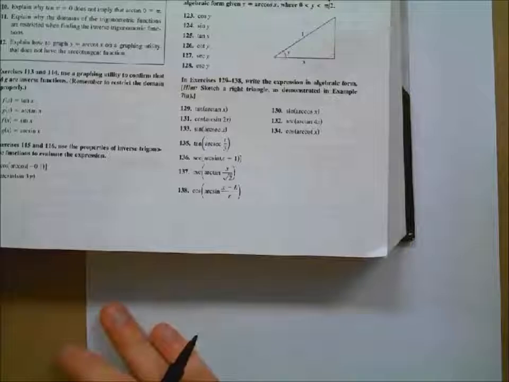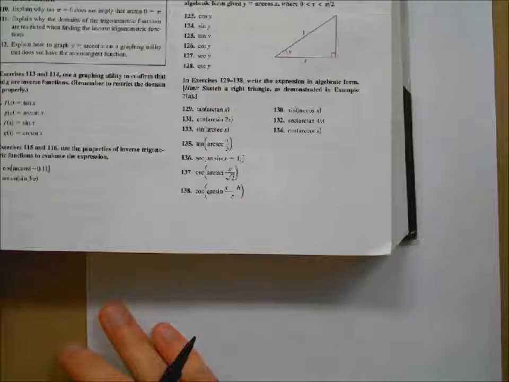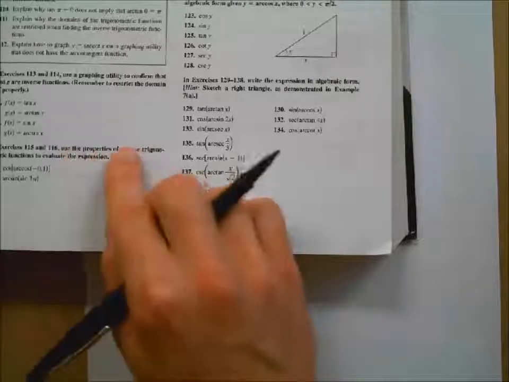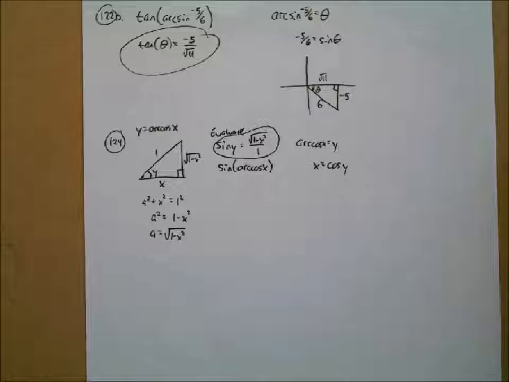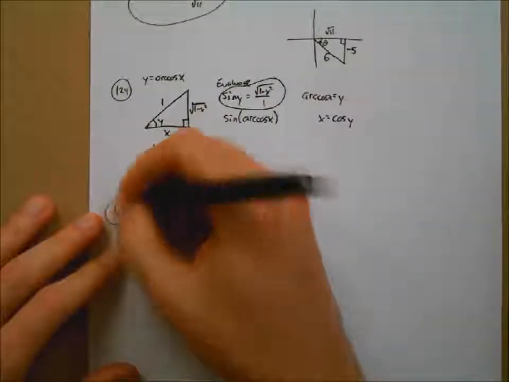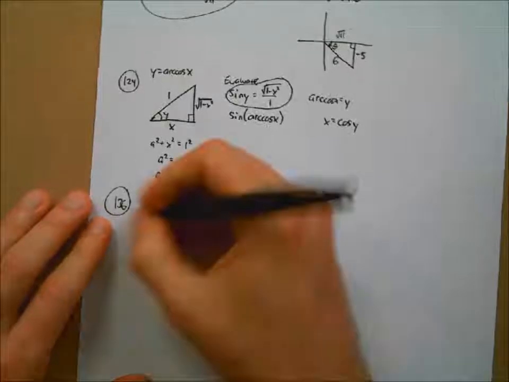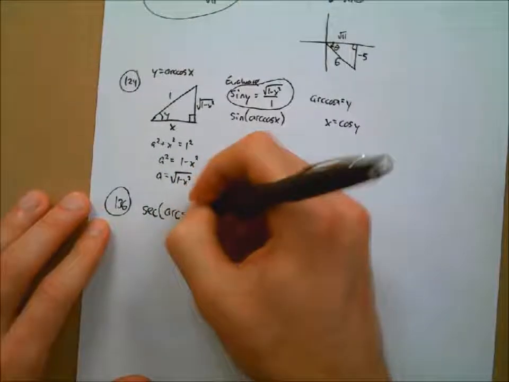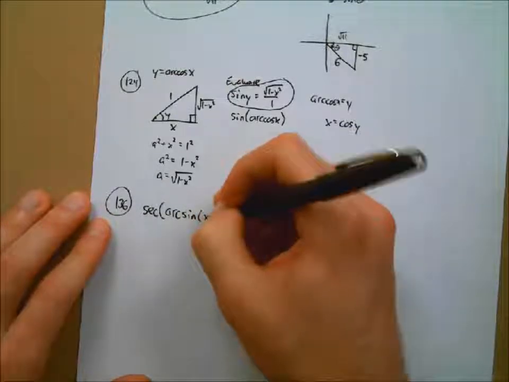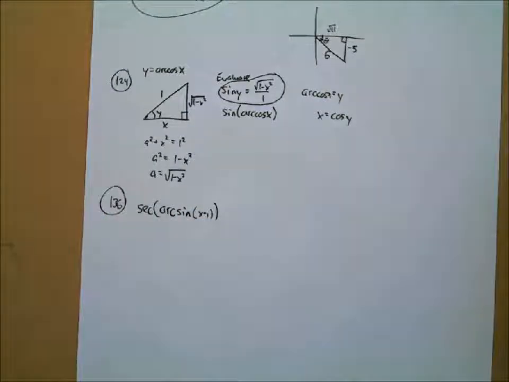So I'll just pick one of these here. Let me do, I don't know, I'll do like 136 maybe. Okay, so I'll do 136 now, just to show you that one. And then we'll look at letter K. So 136 is the secant of the arcsine of x minus 1. Now we want to evaluate that.